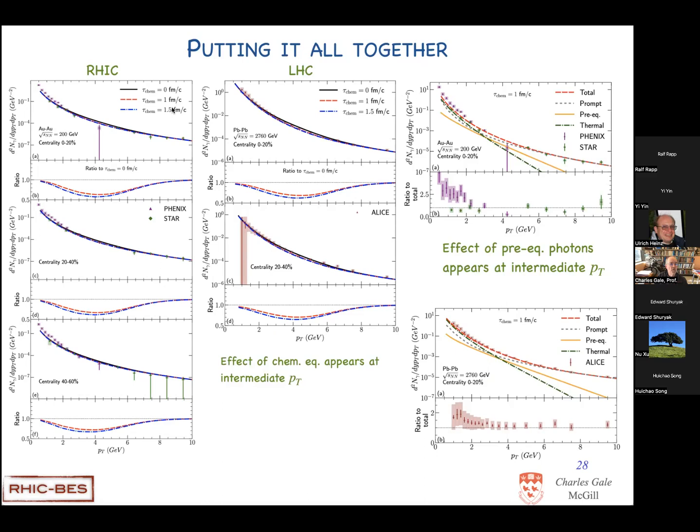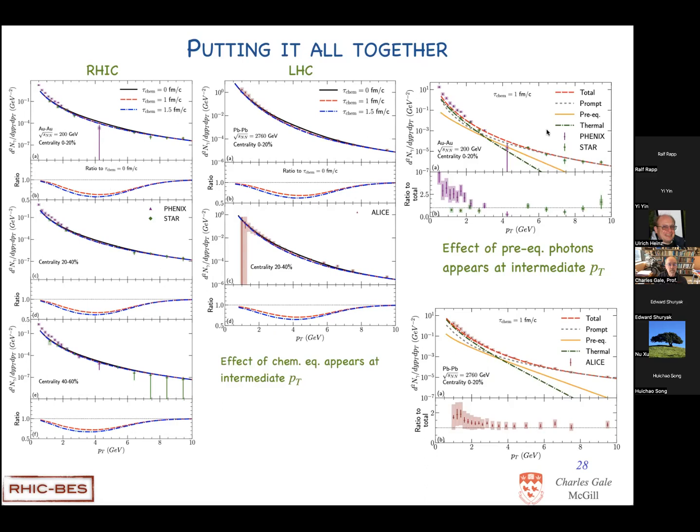1 Fermi or 1.5 Fermi, but you can see a bit more here if you normalize these curves on a linear scale to the one that's instantaneous. So 1 Fermi is in red, 1.5 is a little below. And for different centralities, this is shown here. And at the LHC, it is shown here.